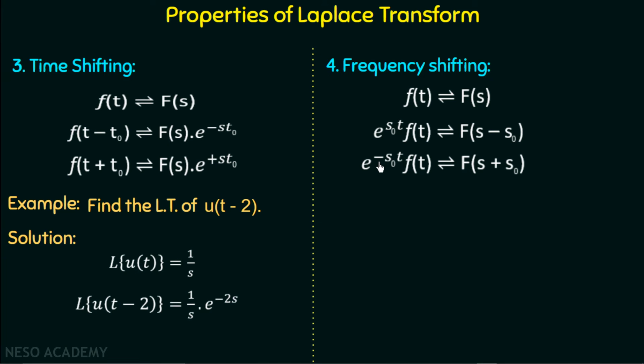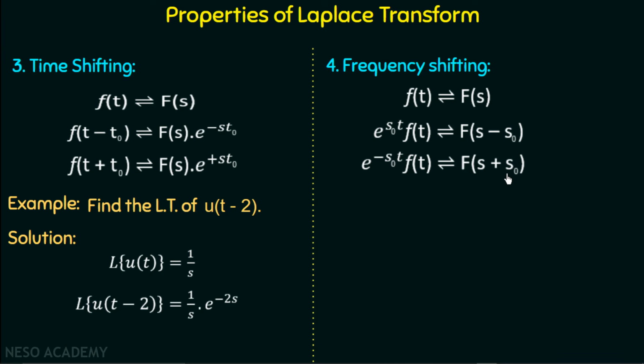We can remember this property like this. If e to the power s naught t is the factor which is multiplied in the time domain of the function, then we need to replace s by s minus s naught. Similarly, if e to the power minus s naught t is the factor which is multiplied in the time domain, then we need to replace s by s plus s naught.